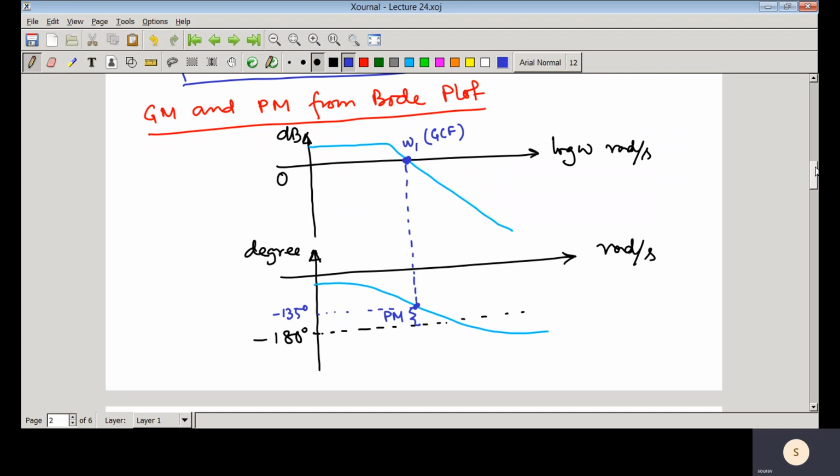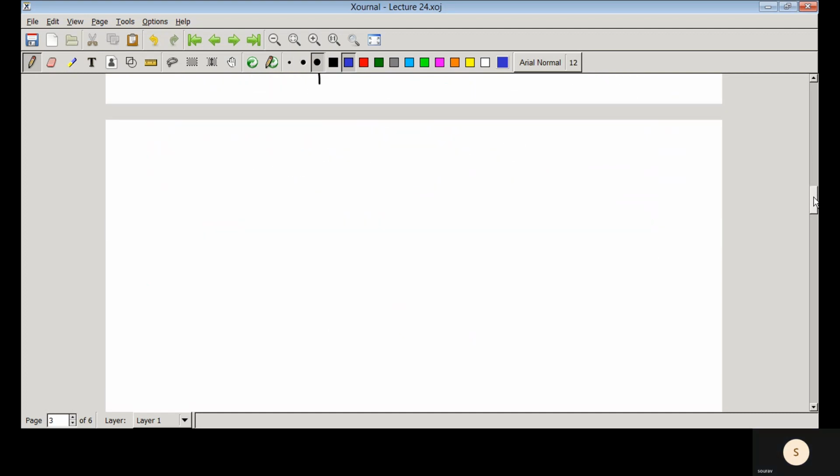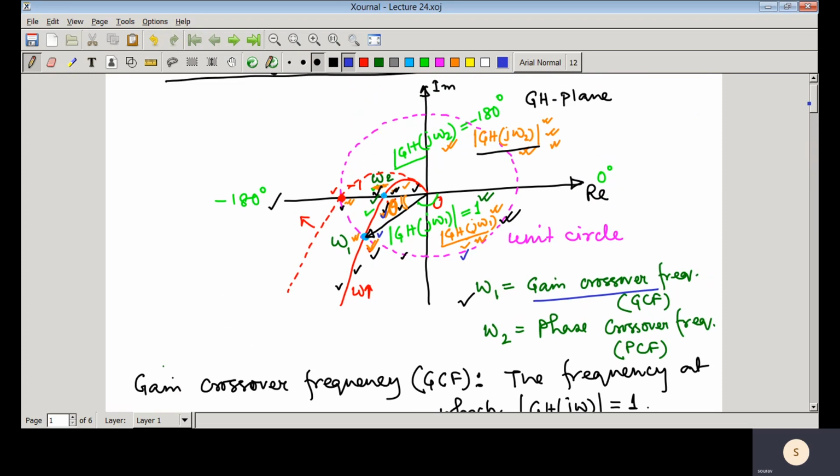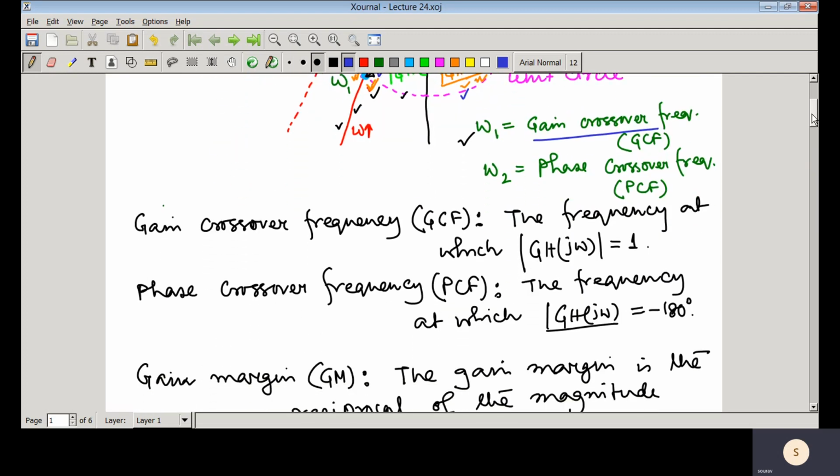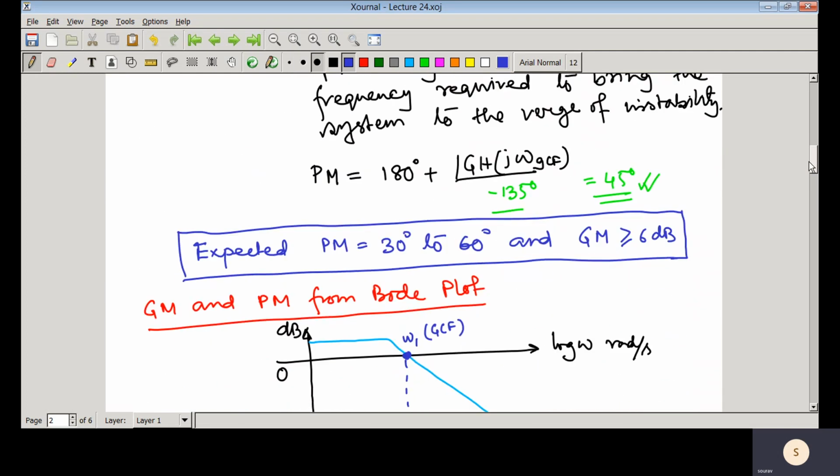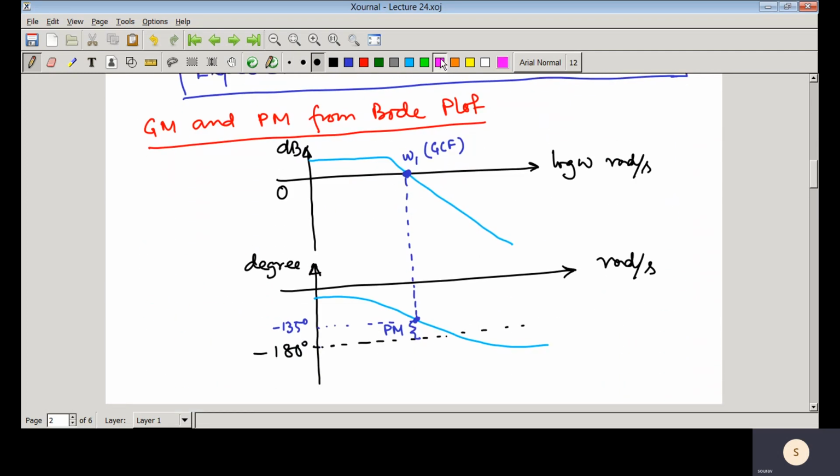So now what is the gain margin? We have seen that in case of gain margin, we need to first calculate omega 2. So omega 2 is the phase crossover frequency where it crosses the minus 180 degree axis, the negative real axis. Here we can see this is the frequency, the point where it crosses minus 180 degrees. So this is omega 2, the phase crossover frequency.